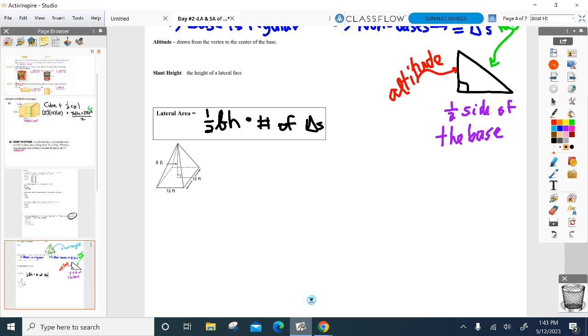So that's how we're going to find lateral area. However many triangles there are, find the area. Look at this first one here. I'm going to have you find the lateral area with me. How many triangles?